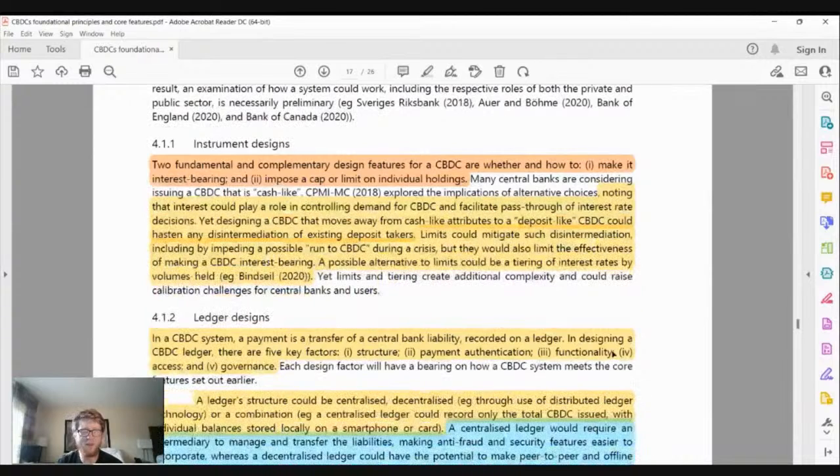Specifically with instruments, the actual currency itself, they say there are two fundamental and complementary design features for a possible CBDC. One of those is making it interest bearing rather than just cash-like. This is something we have discussed in previous videos, where it's basically just like physical cash, with no interest. On the other hand, it could also bear interest, so it would be more like a treasury.